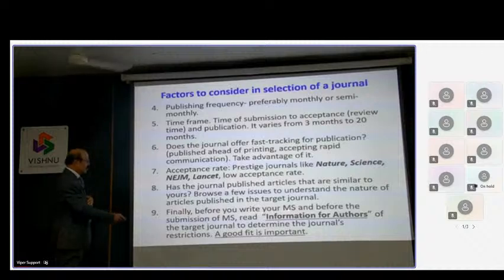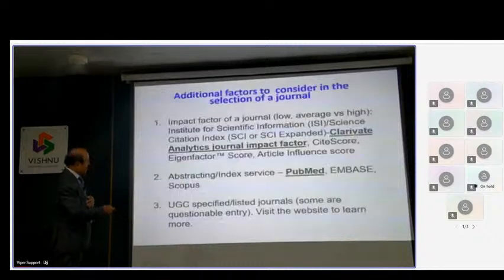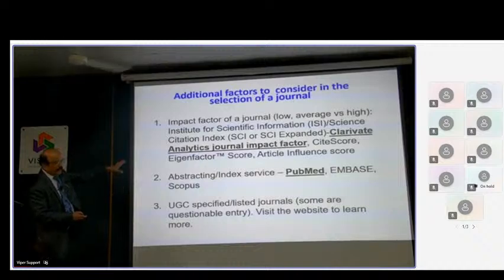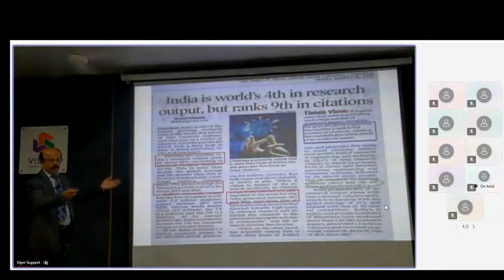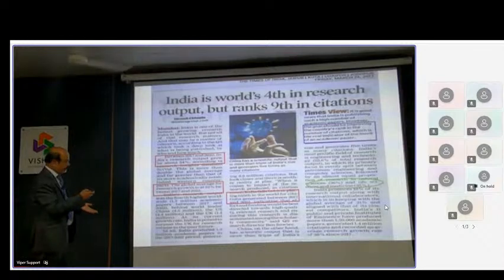Finally, before you write your manuscript and before submission, read the information for authors and check for a good fit. Good fit is very important. I'm listing some of the things. There are places where you can submit your abstract and get a good fit, for example Clarivate Analytics, PubMed, and UGC specialized journals. They also list the process by which we can find papers fitting a particular journal.